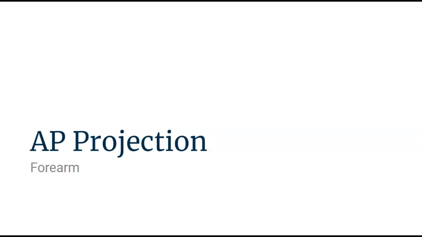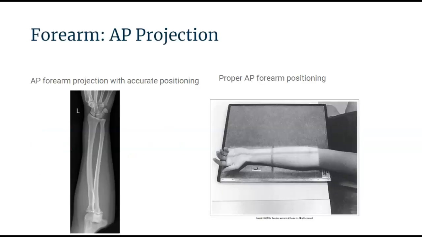Welcome to the image analysis for the forearm. Image analysis guidelines for the AP forearm state that the radial styloid should be demonstrated in profile laterally.